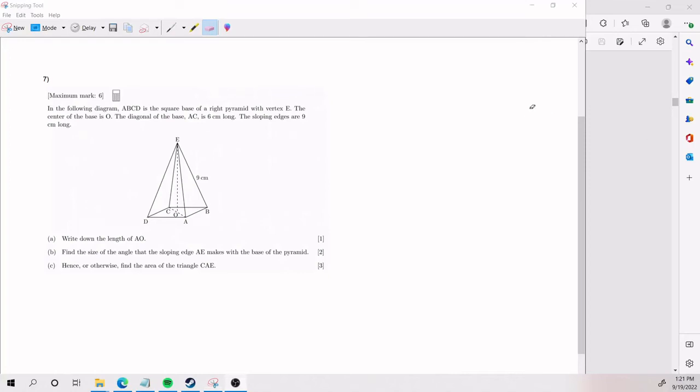Hello everybody, today we will be going over a geometry problem with pyramids at the IB Math AI SL level. So we have the following diagram. ABCD is the square base of a right pyramid with vertex E.